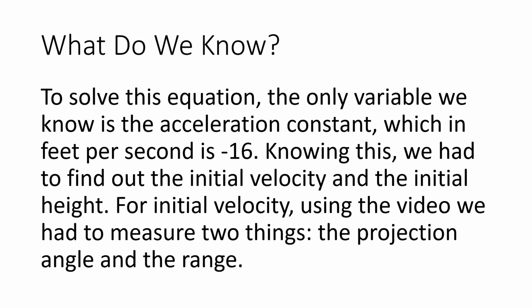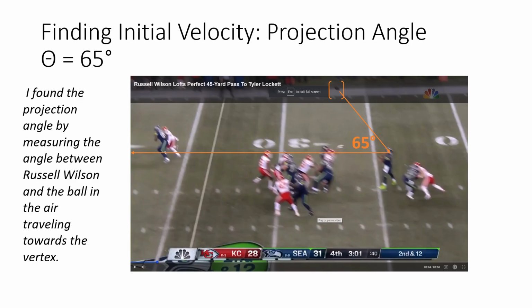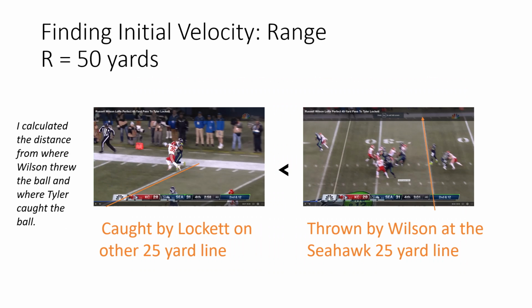For initial velocity, using the video, we had to measure two things, the projection angle and the range. I found the projection angle by measuring the angle between Russell Wilson and the ball in the air traveling towards the vertex. We found that Russell Wilson threw the ball at a 65-degree angle. I calculated the distance from where Russell Wilson threw the ball and where Tyler caught the ball. But pictures show Tyler Lockett catching the ball on the 25-yard line and Russell Wilson throwing the ball at the Seahawk 25-yard line.